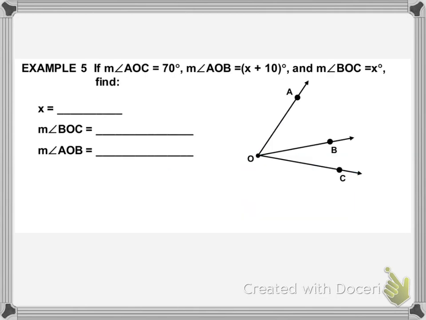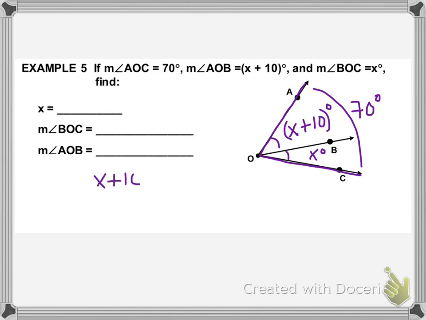Now let's throw in some expressions. So the measure of angle AOC, that's this large angle, the big one, that's 70 degrees. The measure of angle AOB is X plus 10 degrees. And the measure of angle BOC is just X degrees. So if I add this guy with this guy, it's going to equal the big guy, which is 70. So here we go. We've got X plus 10, it's one of the smaller angles, plus X, which is the other smaller angle. Together, those should equal 70. So this is the equation we need to solve.